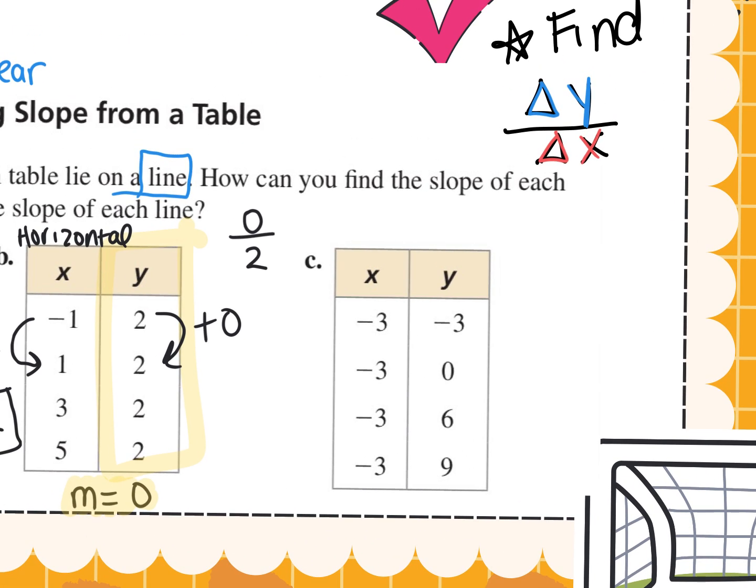If you look at this one, the change in y from -3 to 0 is up 3, right? +3. So that's the numerator. The denominator is +0, right? Now, is 3 divided by 0 going to give you 0? No. I'm going to show you what my algebra teacher showed me when I was in algebra.